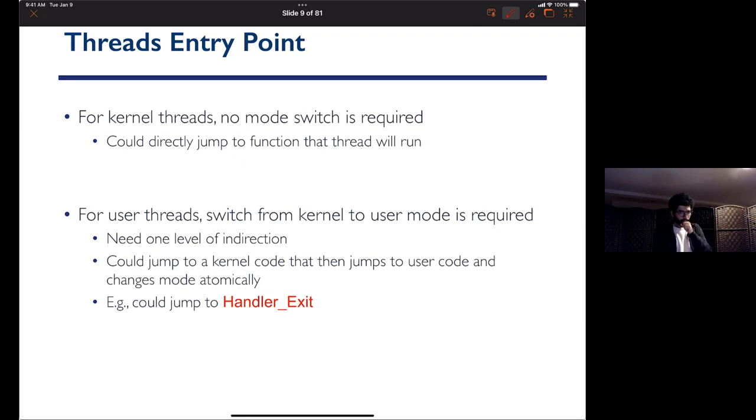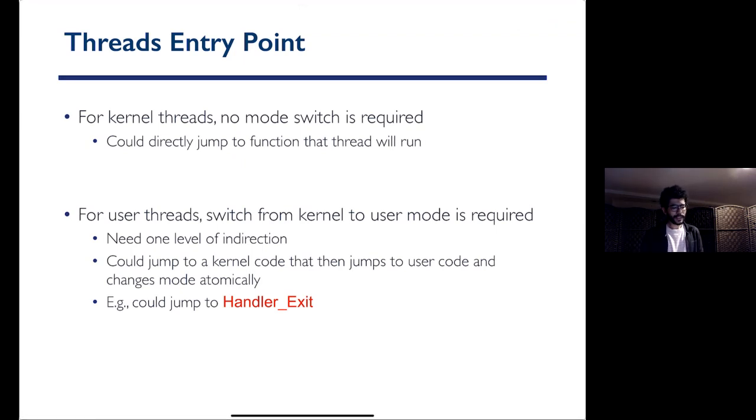Okay, so let's talk about this entry point. What is an entry point? When you create a thread, if you remember from 252, you give it a function. You say, this is the function I want this thread to run. Now, if it is a kernel thread, you remember we have kernel threads and we have user threads. If it is a kernel thread, we can just jump to it. We can just put the address of this function and then go there.